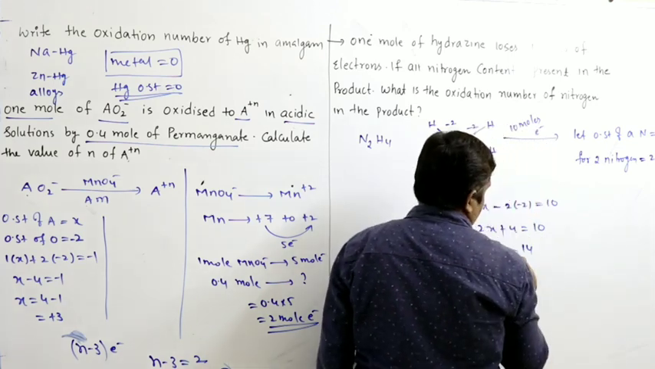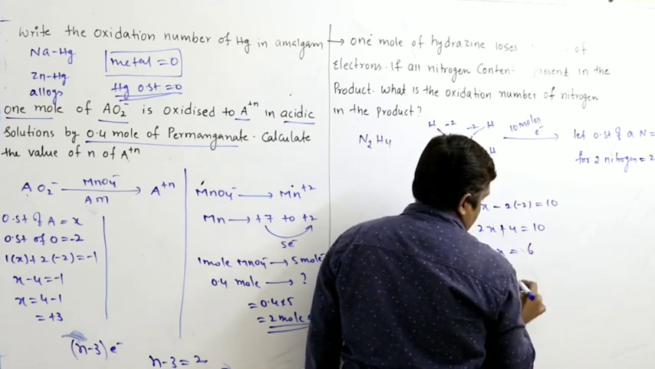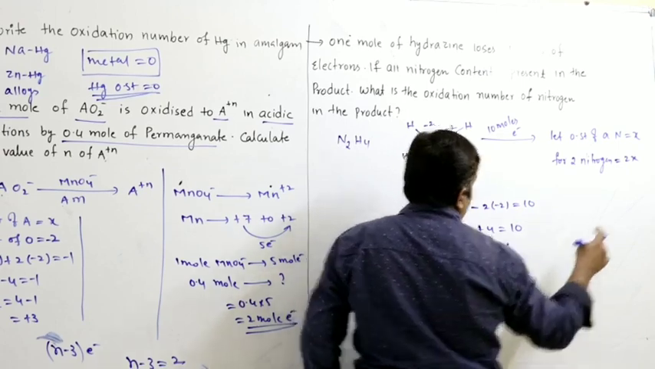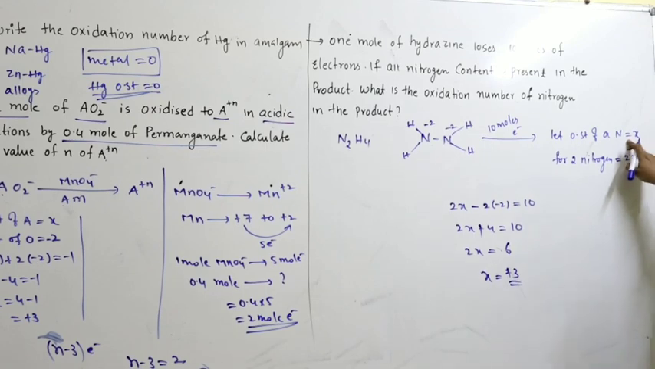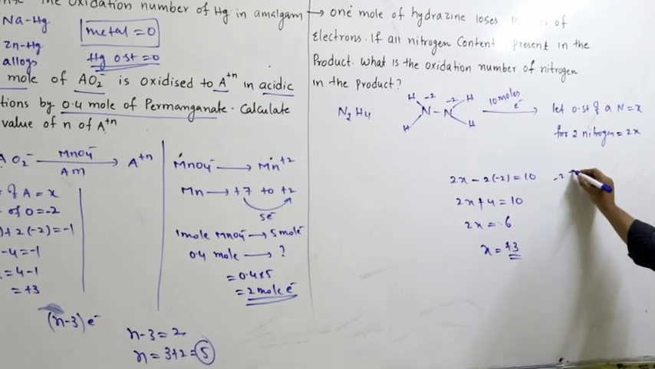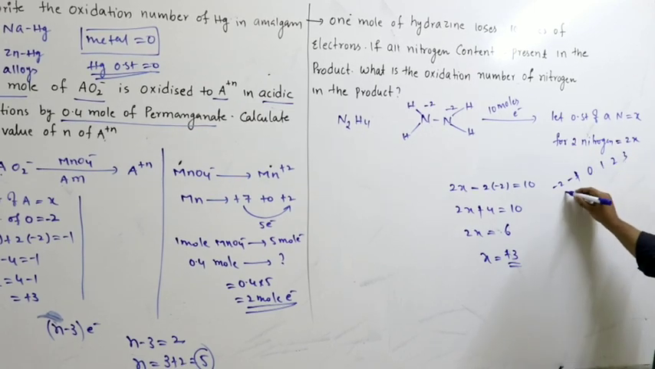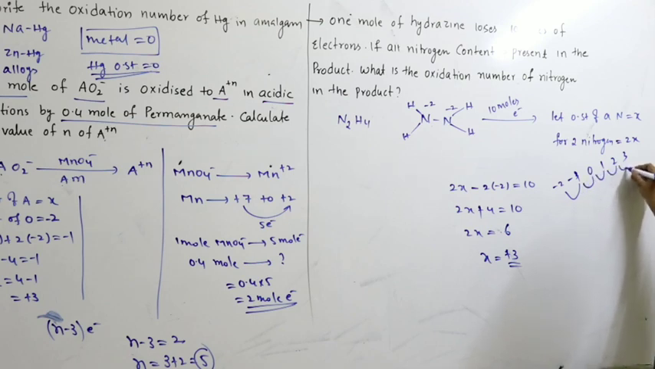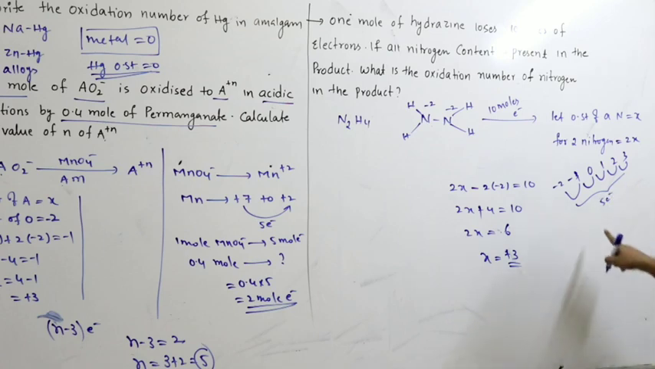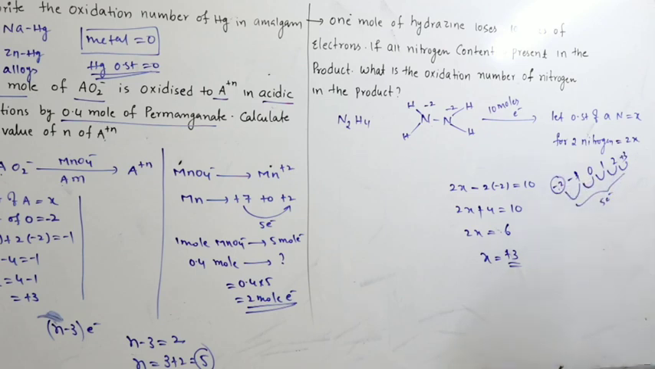Sorry, this is plus 4. Here 10 minus 4, it is 6. X equal to plus 3. So the oxidation state of nitrogen is plus 3. For 2 nitrogens, plus 6. From minus 2, minus 1, 0, 1, 2, 3. So 1 electron, 2 electrons, 3 electrons, 4, 5. So 5 electrons per nitrogen. For 2 nitrogens, 5 plus 5, 10 electrons. So the change in oxidation state should be from minus 2 to plus 3.